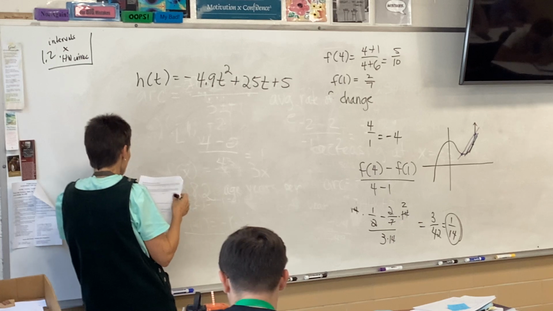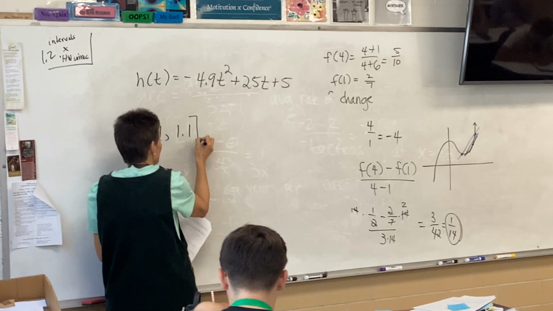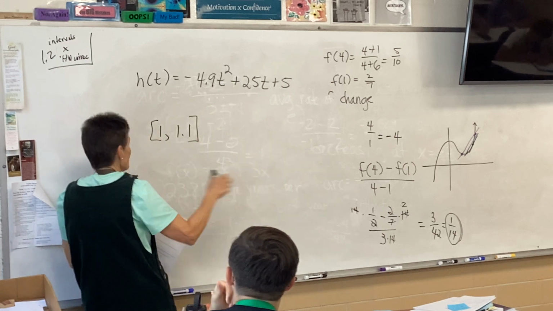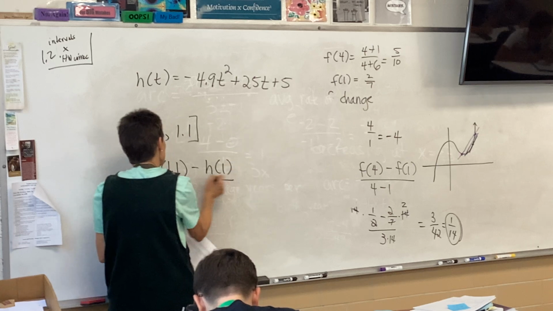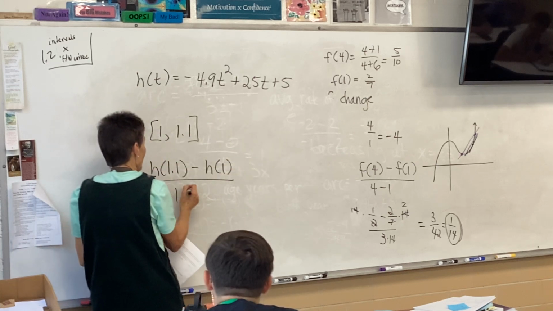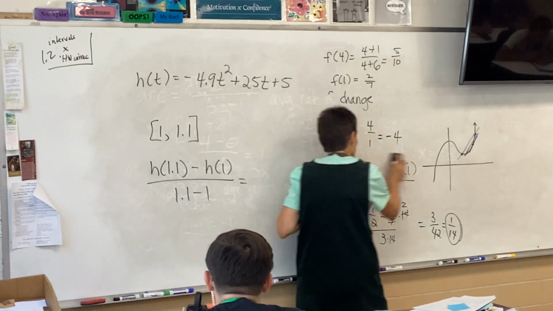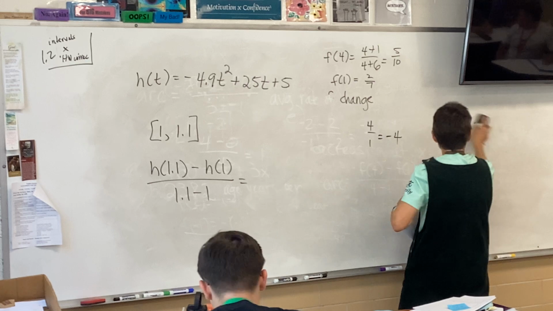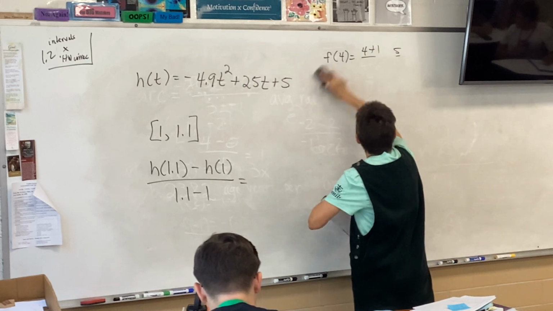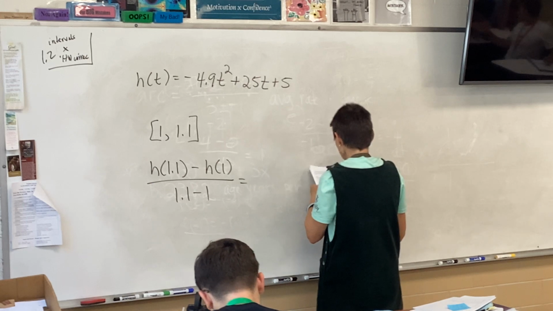All right, so we're going to measure it over the interval from 1 to 1.1. So you do just what you just did. You're going to find h of 1.1, subtract h of 1, and divide it by 1.1 minus 1. Okay, go ahead and do that. And when you're done, do the next 3. Do them all. And then see if you can figure out what the rate of change at 1 will be.